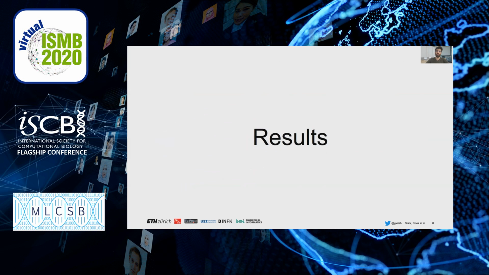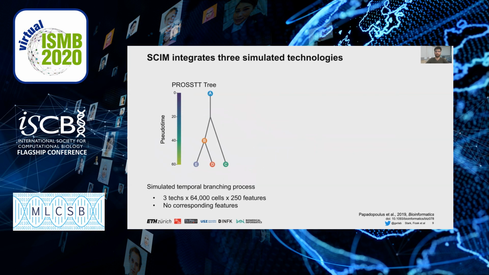We investigate the performance of SCIM on real-world and synthetic datasets. We first test SCIM's ability to integrate substructure across multiple technologies by simulating data with the PROST tool. PROST simulates single-cell datasets by parameterizing a negative binomial distribution with an underlying temporal branching process. This hierarchical structure is commonly found in single-cell datasets.